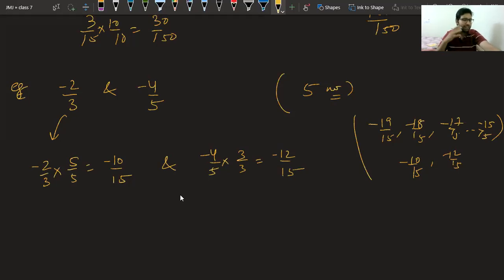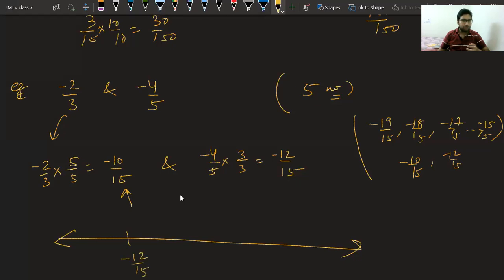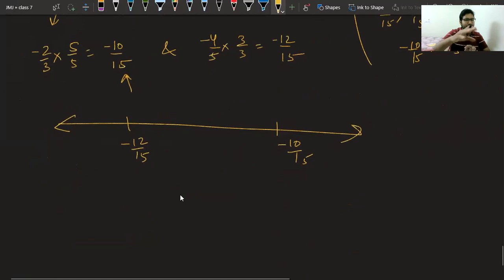So class, is this arrangement correct? Which number will come on the left hand side? Obviously minus 12 by 15, because this is not a correct sequence. This number is larger. It should come on the right hand side in the number line. So on the number line, the sequence is like this: on the left side we have minus 12 by 15, on the right side we have minus 10 by 15. That's it. Now, do you think we can easily find 5 numbers between them using our method?